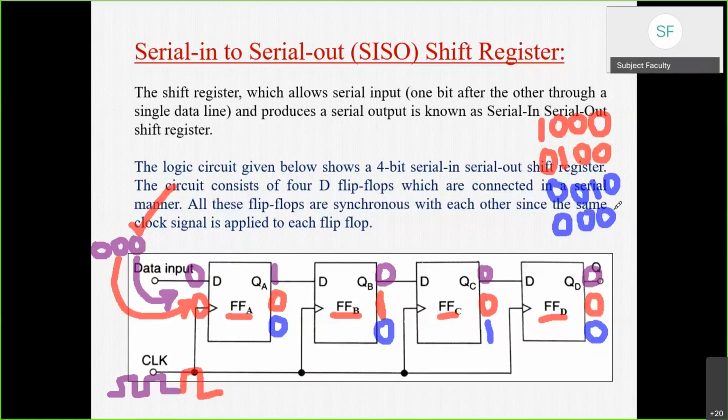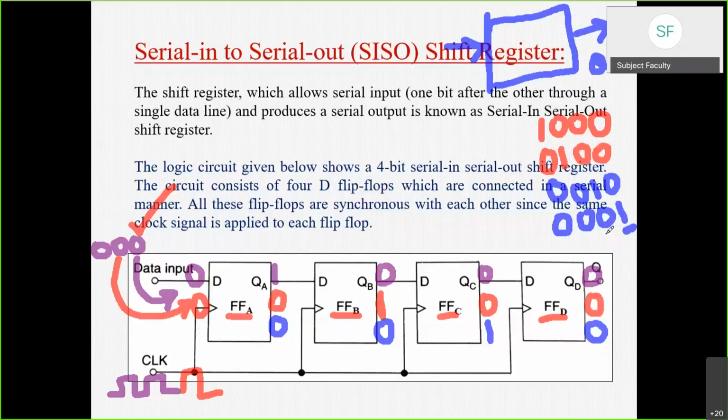If you observe carefully, now the value of Q4 is 1. That means your output now becomes 1. Suppose this is the SISO shift register. The input is nothing but the input of this first register, data input, and output is taken across QD, that is output of fourth flip-flop. So now 1 becomes your output.